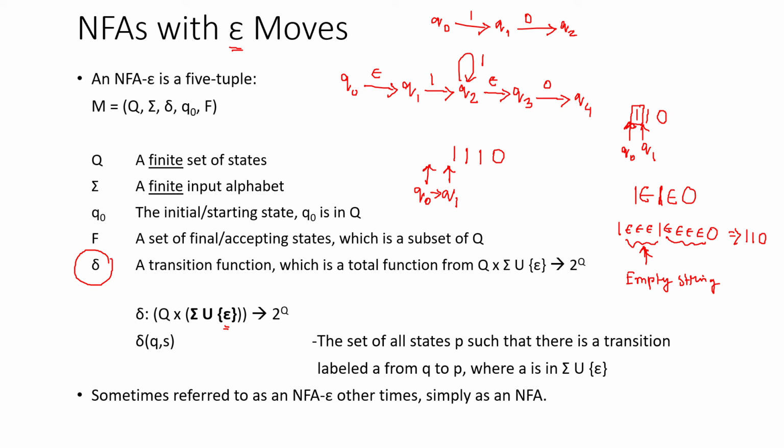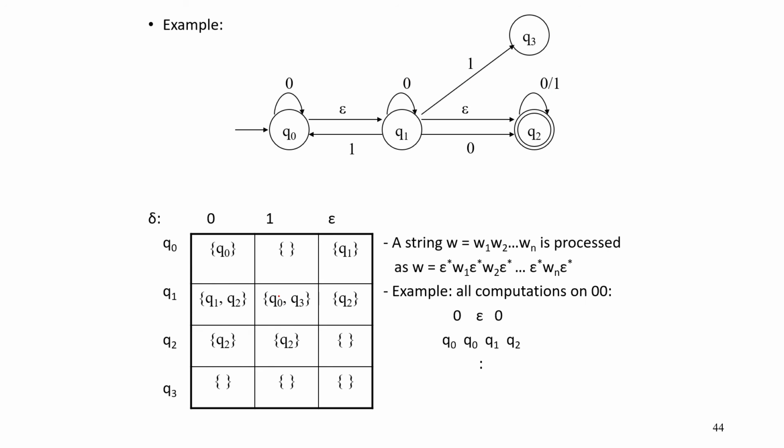So there is a possibility to involve this epsilon with the sigma, but ultimately there is a possibility to reach one of these 2 to the power q states in case of an NFA, but the other part will remain the same. Okay. So now the question is, let's take some example of the NFA that we have over here, epsilon NFA especially.